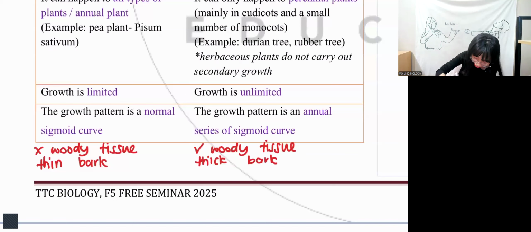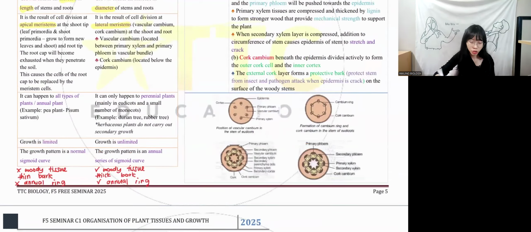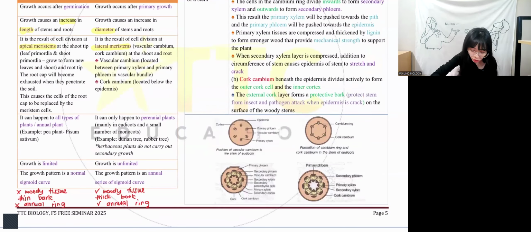Okay, and then for annual ring, annual plant block. Primary growth has no annual ring. Secondary growth has annual ring. We will learn about annual ring later. So if you want to write the differences, I suggest you write the ones I highlighted just now. Maybe I should use a different color: these 2 and these 3 for differences questions.